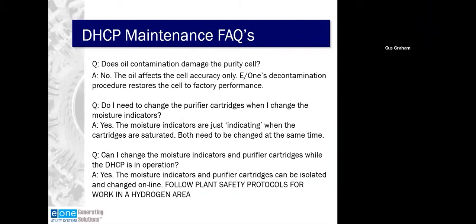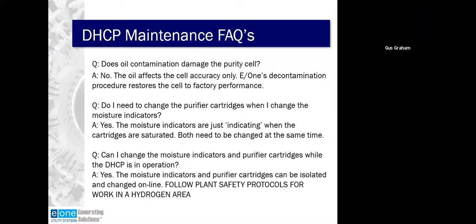So I threw up a few maintenance-focused, frequently asked questions we get on the hotline. The first one is, does oil contamination damage the purity cell? And the answer is no. The oil affects the cell accuracy, but doesn't affect the longevity or performance of it, other than affecting the accuracy because of the sheen of oil that forms on the thermistor within the design. Our decontamination procedure will restore the cell back to factory performance.